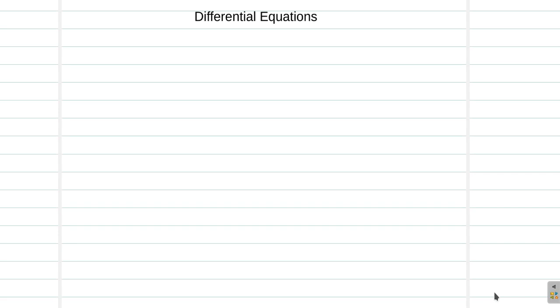Let us look at differential equations. Differential equations really show the relationship between x and y. As you know, x would be the independent variable and y the dependent variable, and one or more differential coefficients.